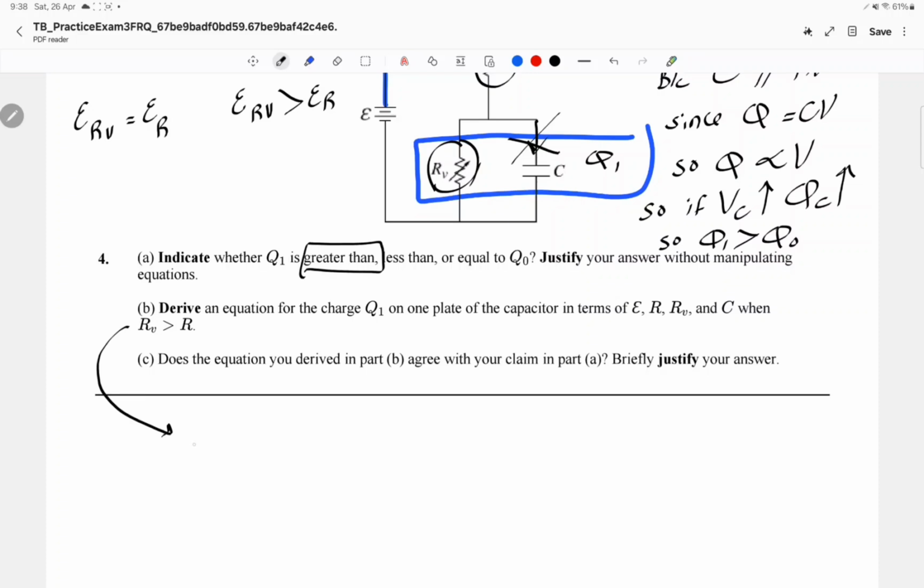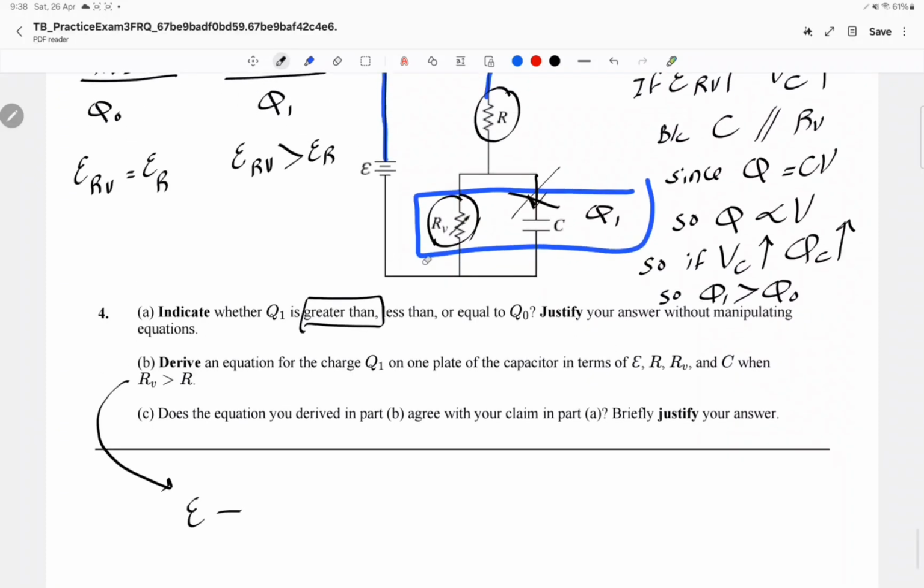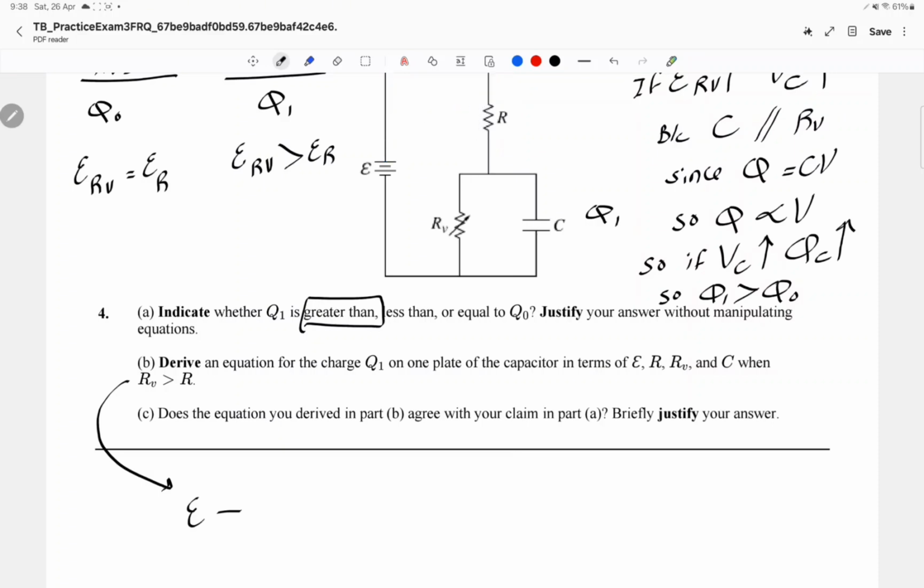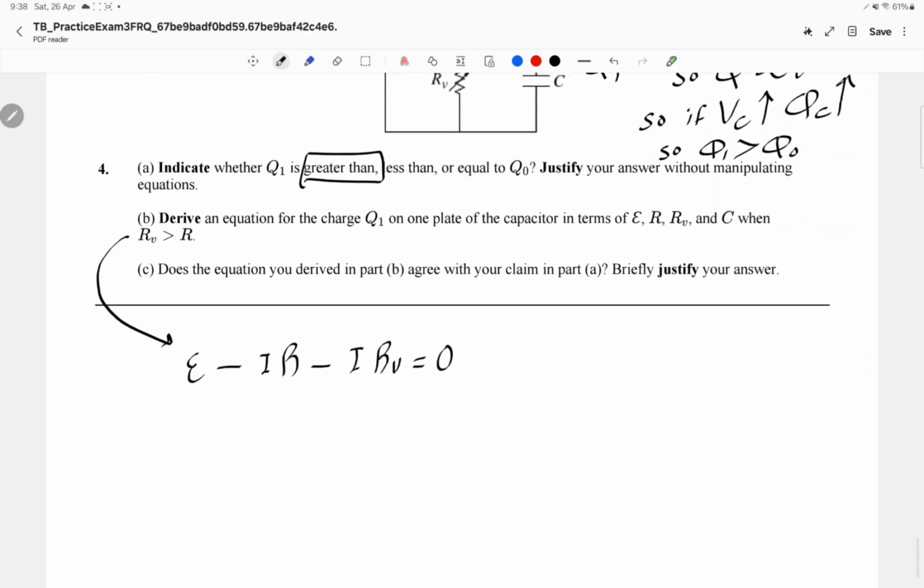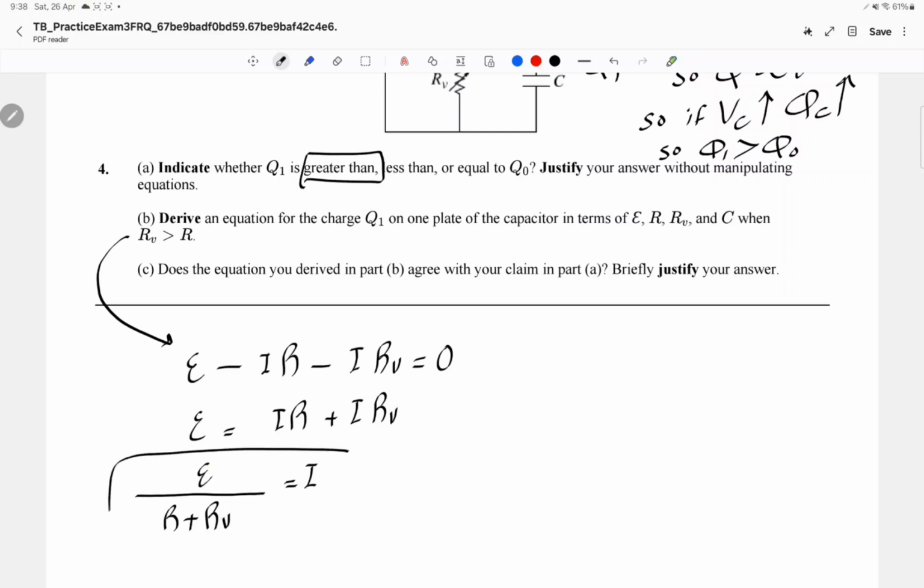Okay, so it's saying that the EMF of the battery minus the voltage across each R should become 0 in the end. So EMF minus I times R minus I times RV has to be equal to 0. Now we can simply move everything with the I to the other side. So I'm going to have EMF is equal to IR plus I RV. Take out the I, and now bring the R plus RV down. So now we have an equation for the I.